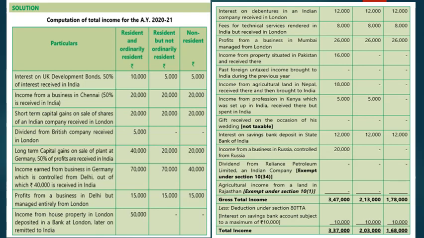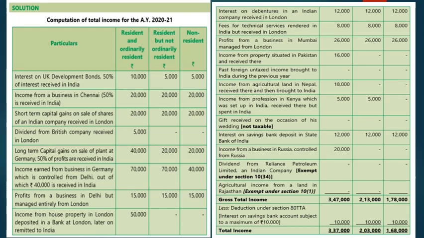Gift received on the occasion of his wedding is exempted. It is an exempted income. Wedding gift is an exempted income for all assessees. Interest on savings bank deposit in the State Bank of India, because the interest is from an Indian bank, is taxable for all assessees. Income from a business in Russia controlled from Russia. It is a foreign income and received in a foreign country, so it is taxable only to the resident.